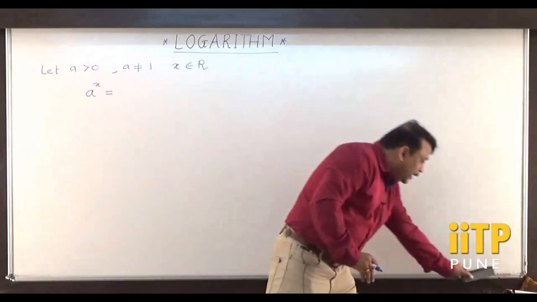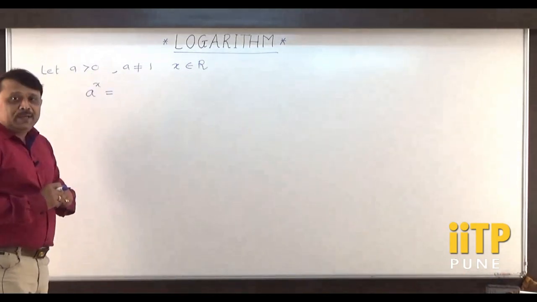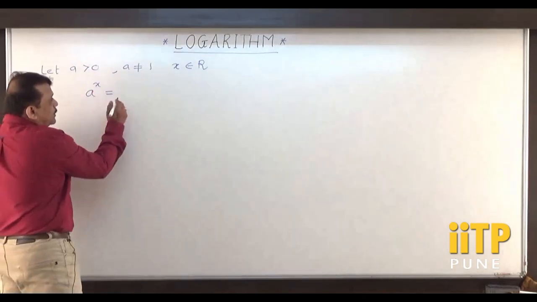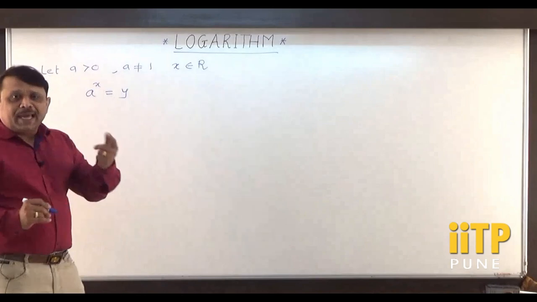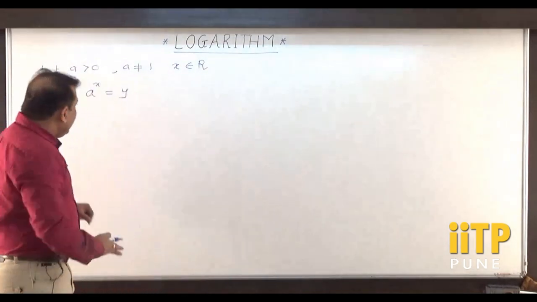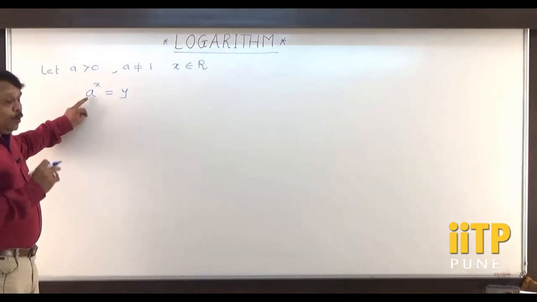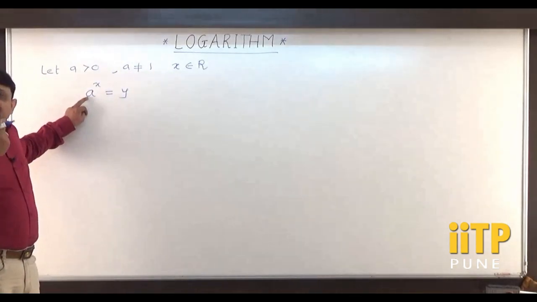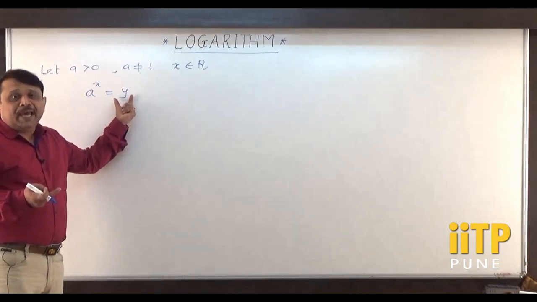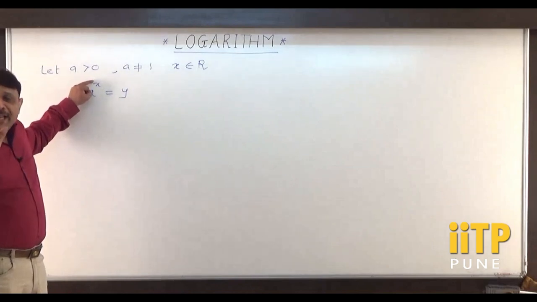So a is a fixed positive real number not equal to 1. x is any real number. Suppose a raised to x is some y. So I can calculate what is a raised to x. Suppose a raised to x is what? y. If a raised to x is y, the question is, to which power a should be raised in order to get the value y? The answer is x. This x is called logarithm.